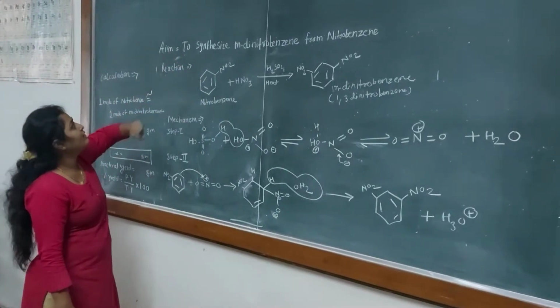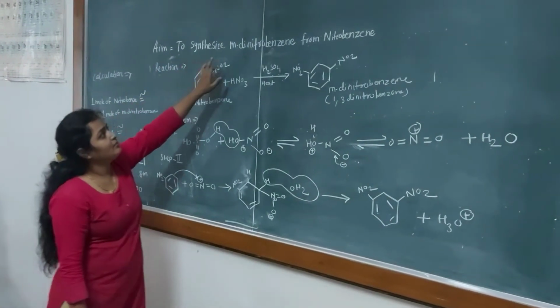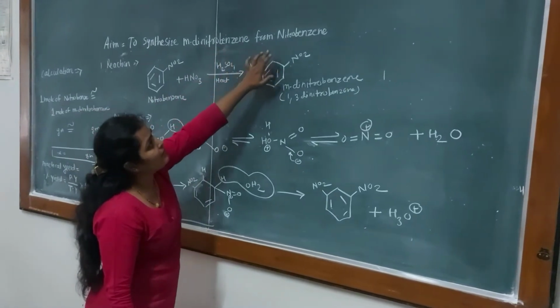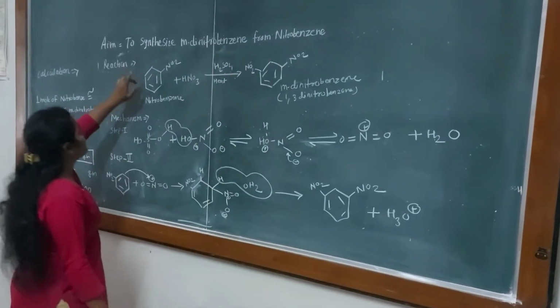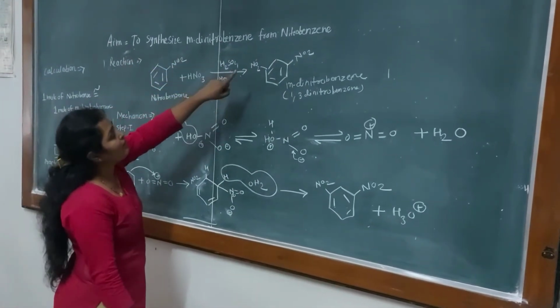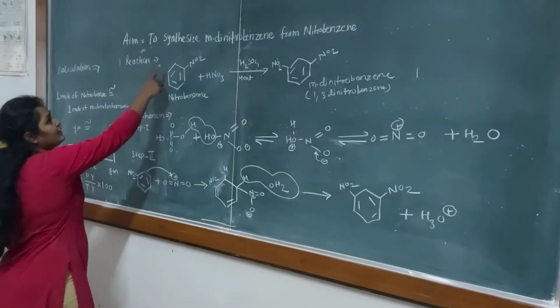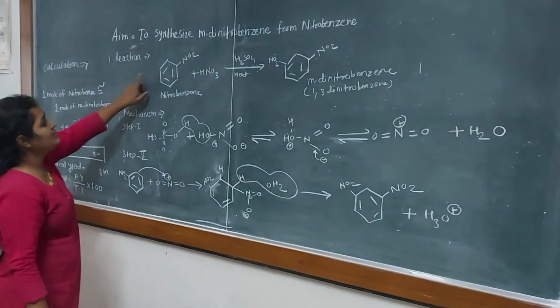Experiment number 8. Aim: to synthesize meta-dinitrobenzene from nitrobenzene. Then the reaction of this synthesis.